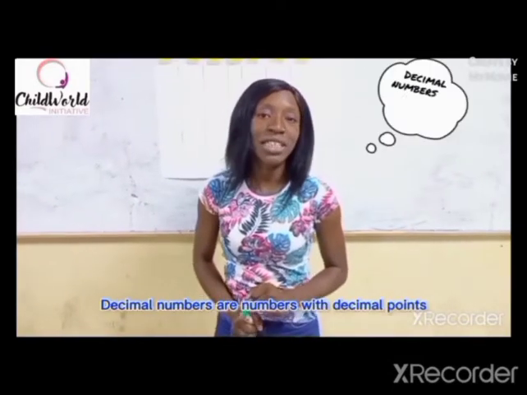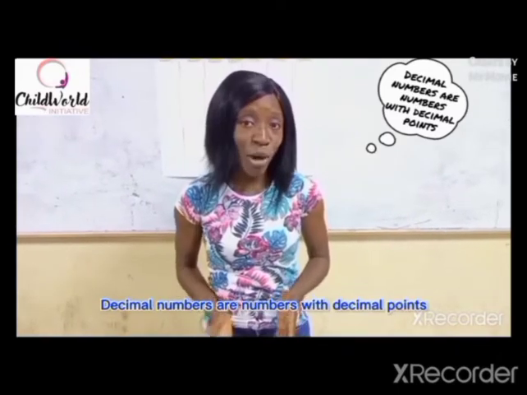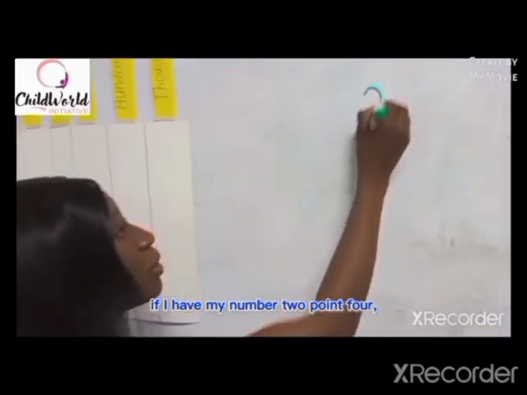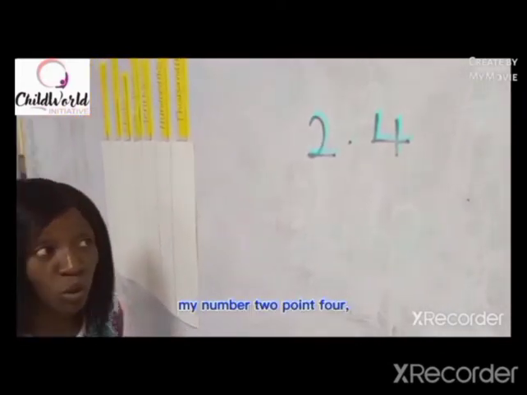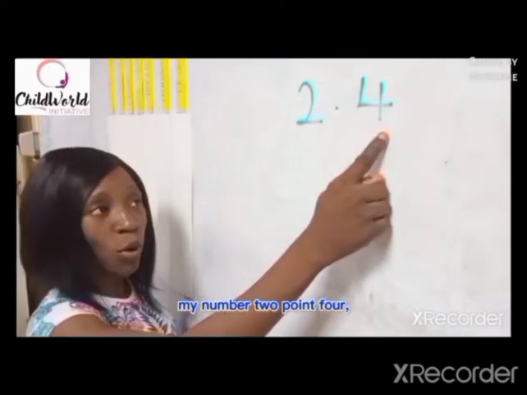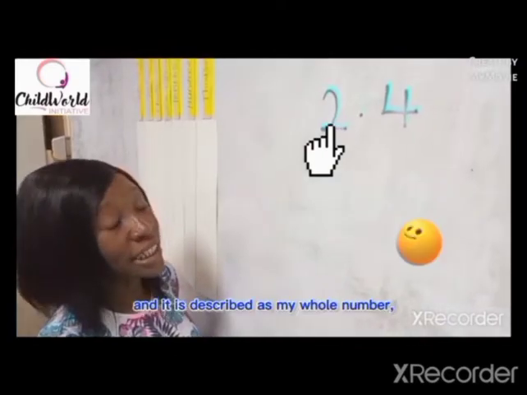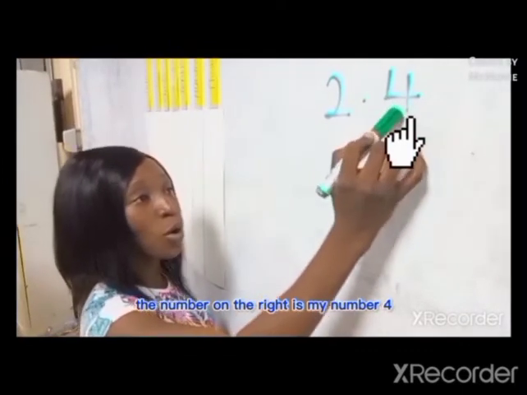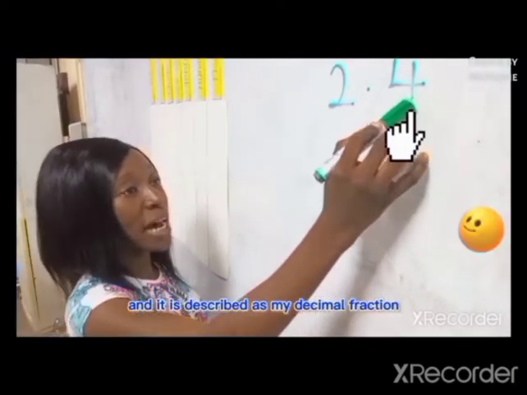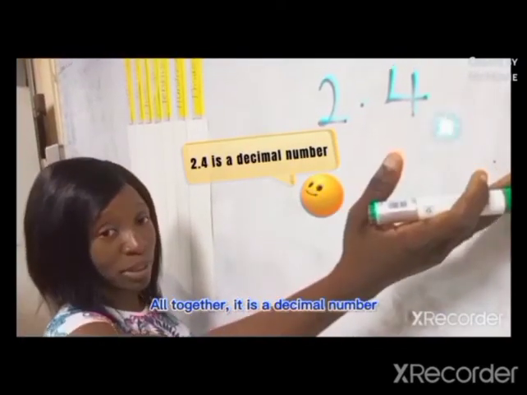Decimal numbers are numbers with decimal points. For example, if I have my number 2.4, the number on the left is my number 2, and it is described as my whole number. The number on the right is my number 4, and it is described as my decimal fraction. All together is a decimal number.